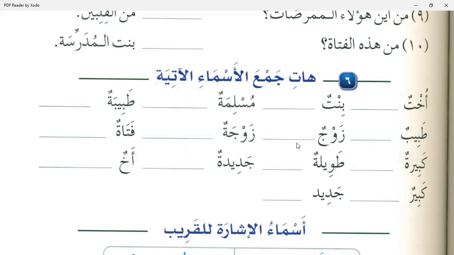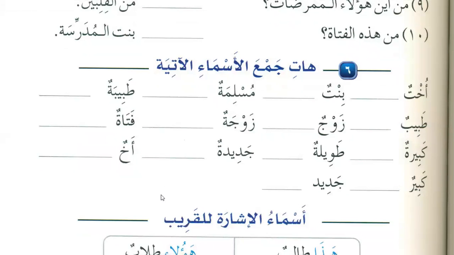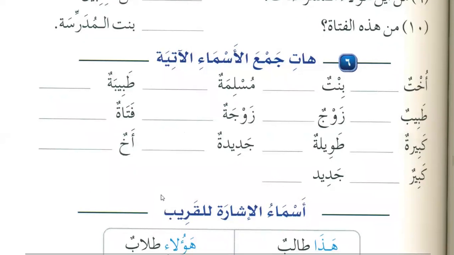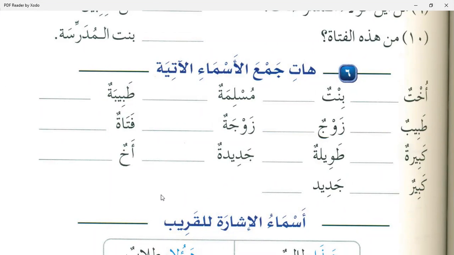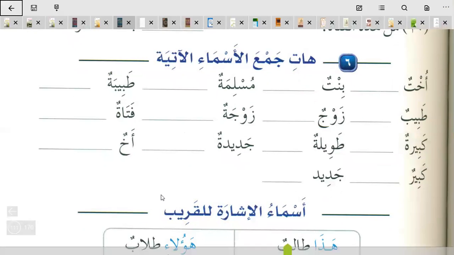Yes, sir. Zawjatun, zawjat. Fatatun, fatayatun. Yes. Kabiratun. Wrong. Kibarun. No, we don't have ta marbuta in kibarun. Then what is the plural of kabir, sir? Kibarun. Same thing, both for masculine and feminine.